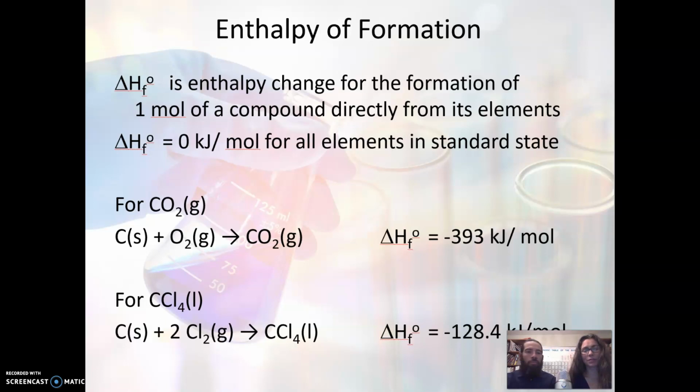So here's an example. If we wanted the delta H of formation for carbon dioxide gas, and the state is important, this is coming from carbon and oxygen, and you notice it's oxygen O2, that's its normal standard state, it's not just O. If we form 1 mole of carbon dioxide, then our delta H of formation in this case is exothermic, negative 393 kilojoules per 1 mole of CO2.